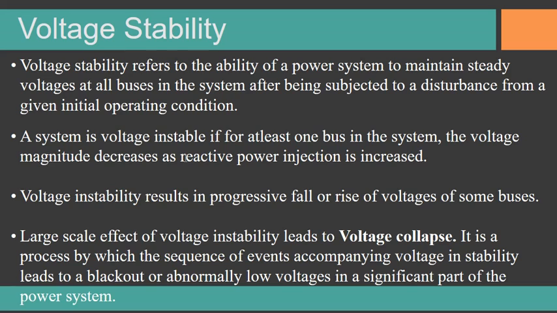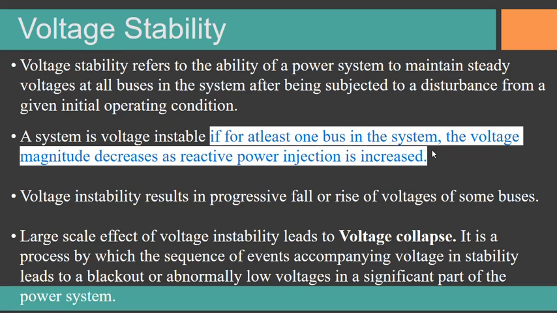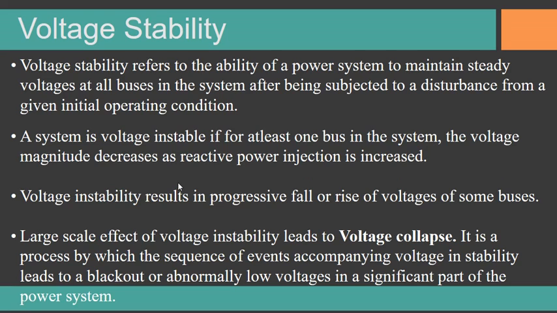So voltage stability mainly depends on the ability to maintain or restore equilibrium between the load demand and the load supply from the power supply. A system is voltage unstable if for at least one bus in the system the voltage magnitude decreases as the reactive power injection is increased. Reactive power and voltage are always interlinked.